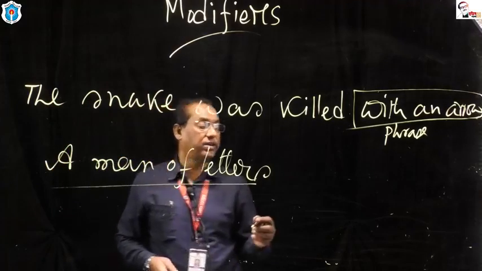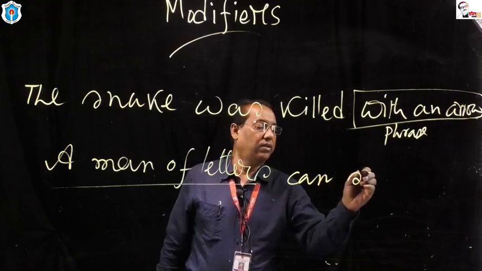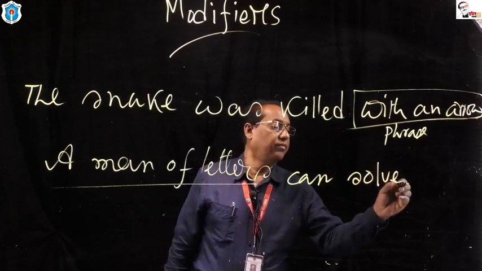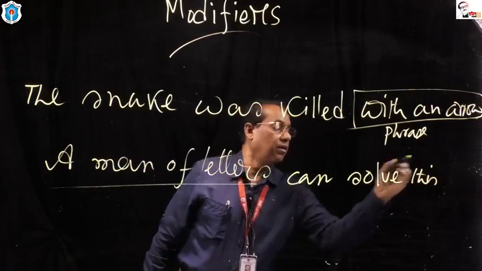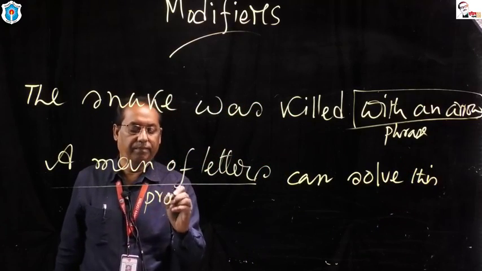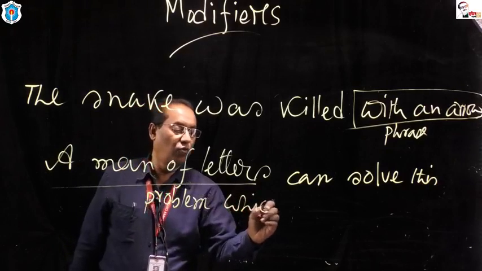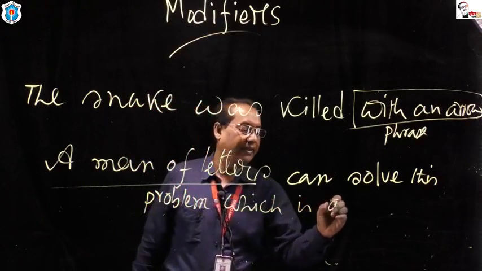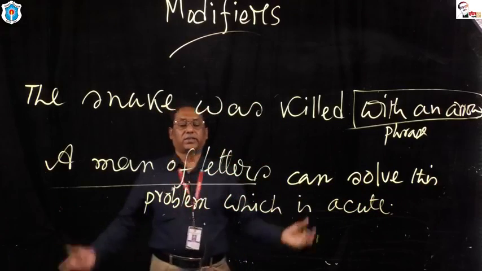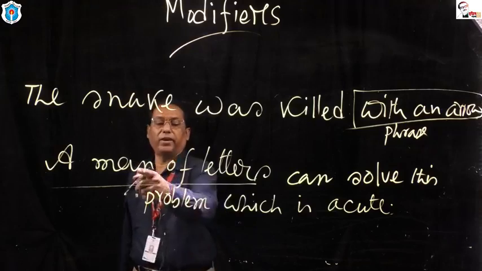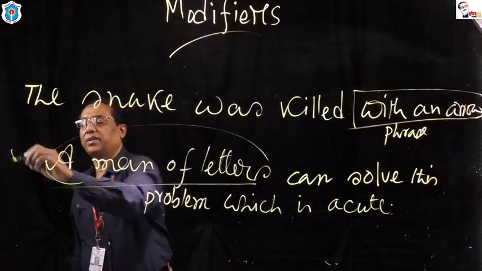a man of letters can solve this problem which is acute. Look at this sentence. In this sentence, a man of letters is a phrase. This is a phrase.